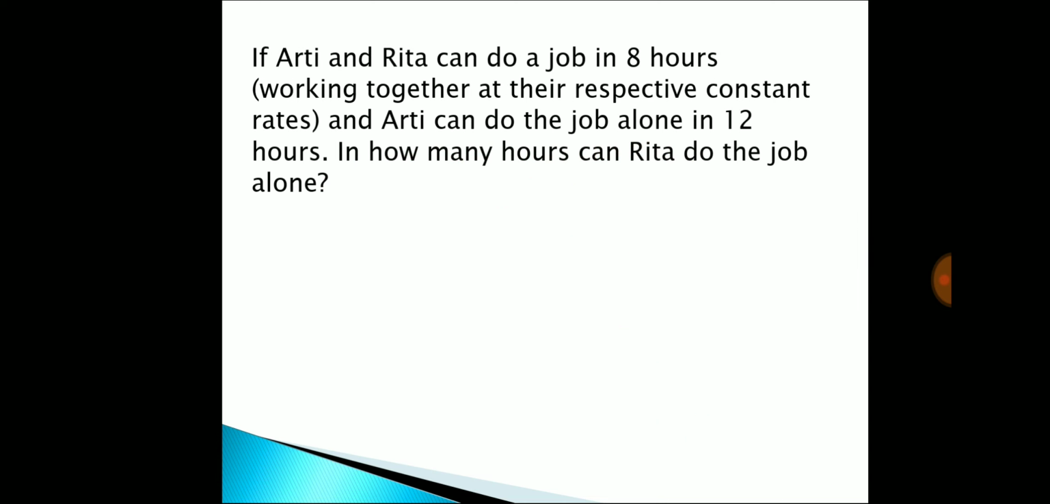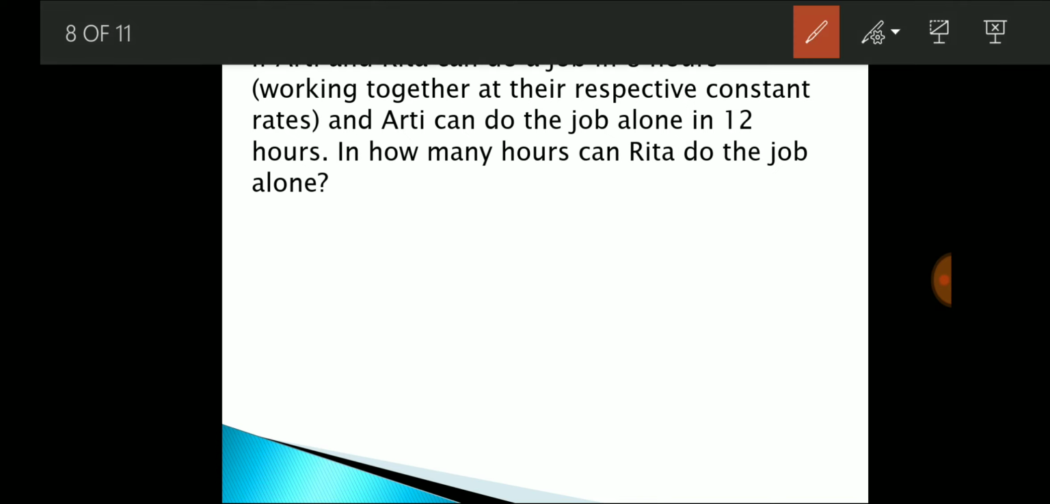If Arti and Rita can do a job in 8 hours working together at their respective constant rates, Arti can do the job in 12 hours. In how many hours can Rita do the job? So what they've given here is there are 2 people, Arti and Rita. Arti plus Rita can finish a work in 8 hours. Then Arti alone can finish the work in 12 hours. So there's only 2 data which is given. With this we can put ratios here very easily.